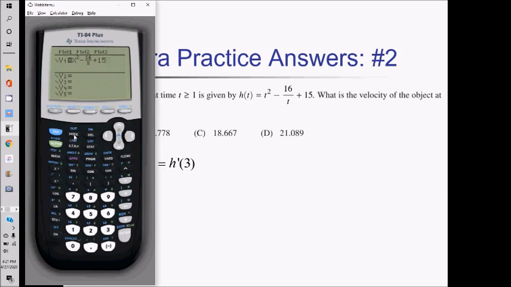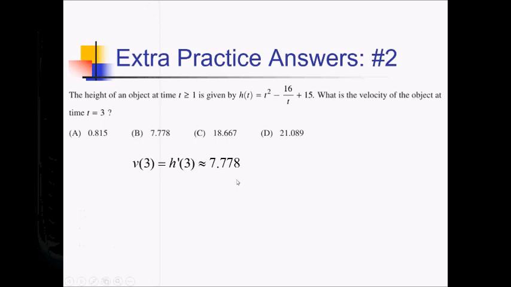So let me quit out of this y equals, and we're going to do math 8 to pull up my derivative function here. We've got an x for the d there, and I'll do alpha trace to pull up my y menu. Y1 is where I stored the h of t function, so I'm taking the derivative of that. And then I'm going to do this at x equals 3. And press enter. Comes out to about 7.778, which gives us answer choice B.